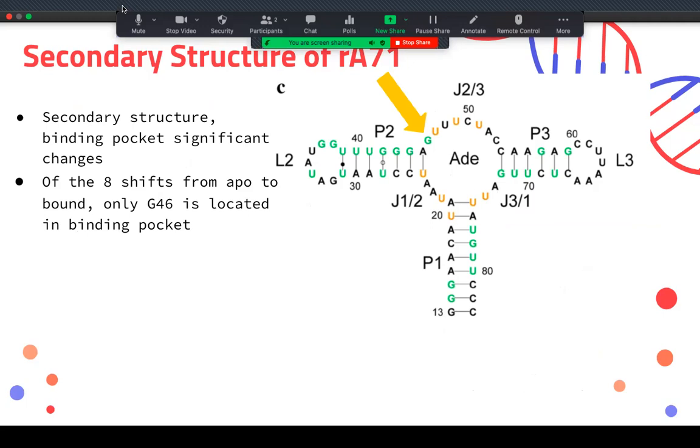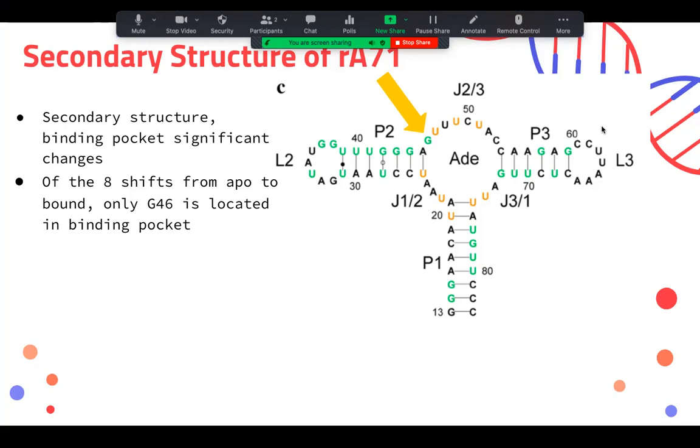Yeah, so while looking at the secondary structure of the riboswitch, the major points, the uracil, once again, are the ones in the binding pocket. So these are the ones present in the bound state. And these are the ones that present with a major shift from the apo and the bound state. Of the 8 shifts from the apo to the bound, only guanine 46 is located in the binding pocket.